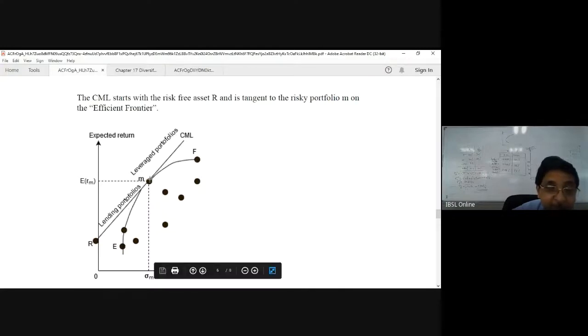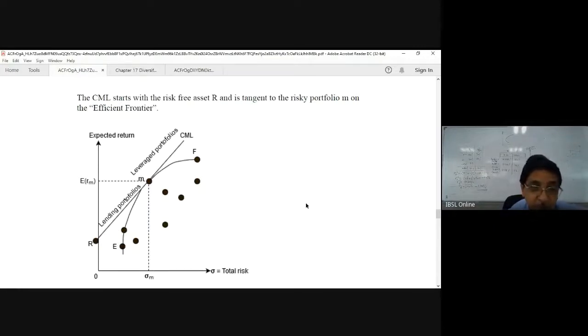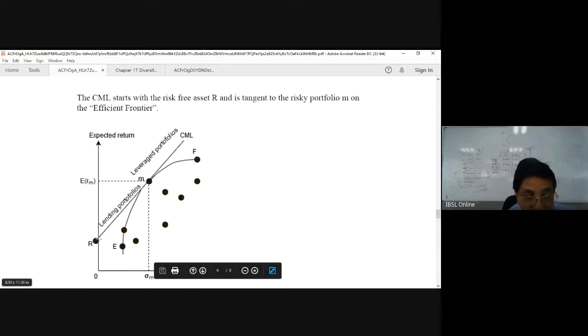You know what a tangent is? It doesn't intersect the curve, but it touches the curve at one point. So such a line is called a tangent. Now, this CML, capital market line, you can see that straight line. That straight line starts from R. And this is the capital market line. And this is the new efficient frontier after adding the risk-free assets into the portfolio.